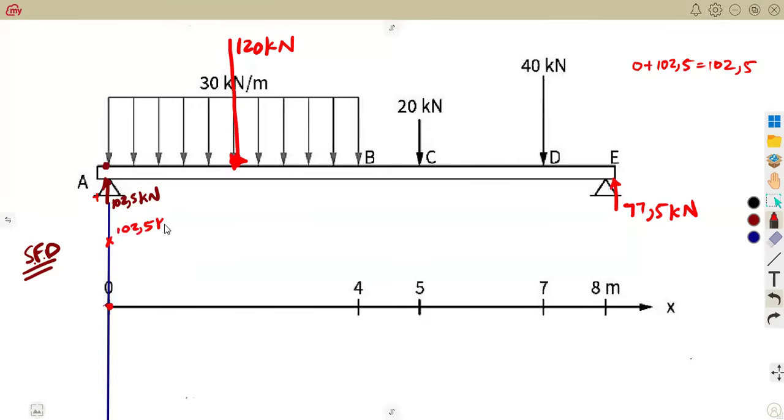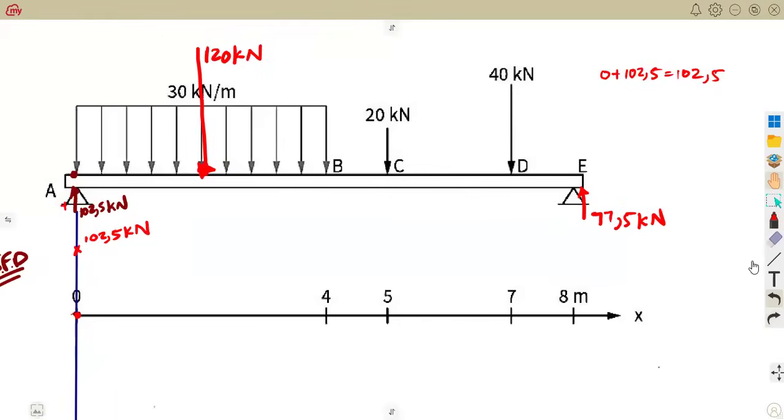102.5 kilonewton. This is our point along the straight line going up. Then there is a distributed load, this one, from A to B. There is no other point load. Remember, this 120 is the one that we actually calculated from 30 times what? The 4 meters. It was covering the 4 meters.